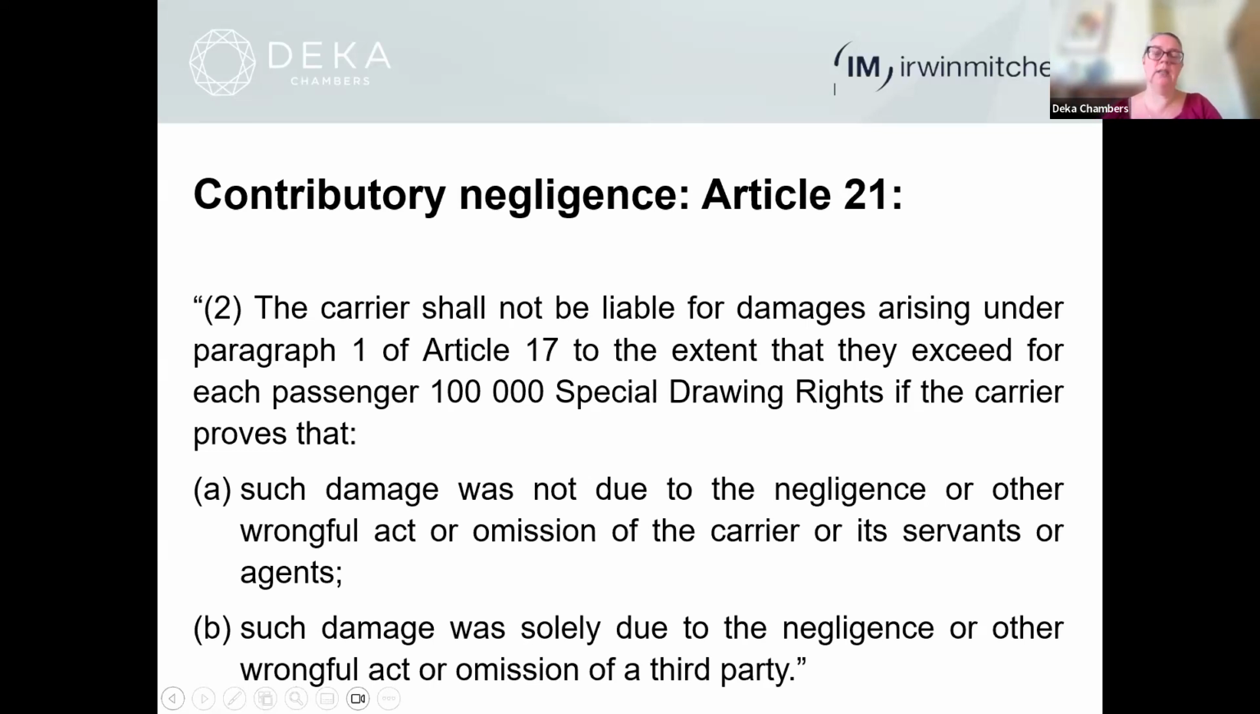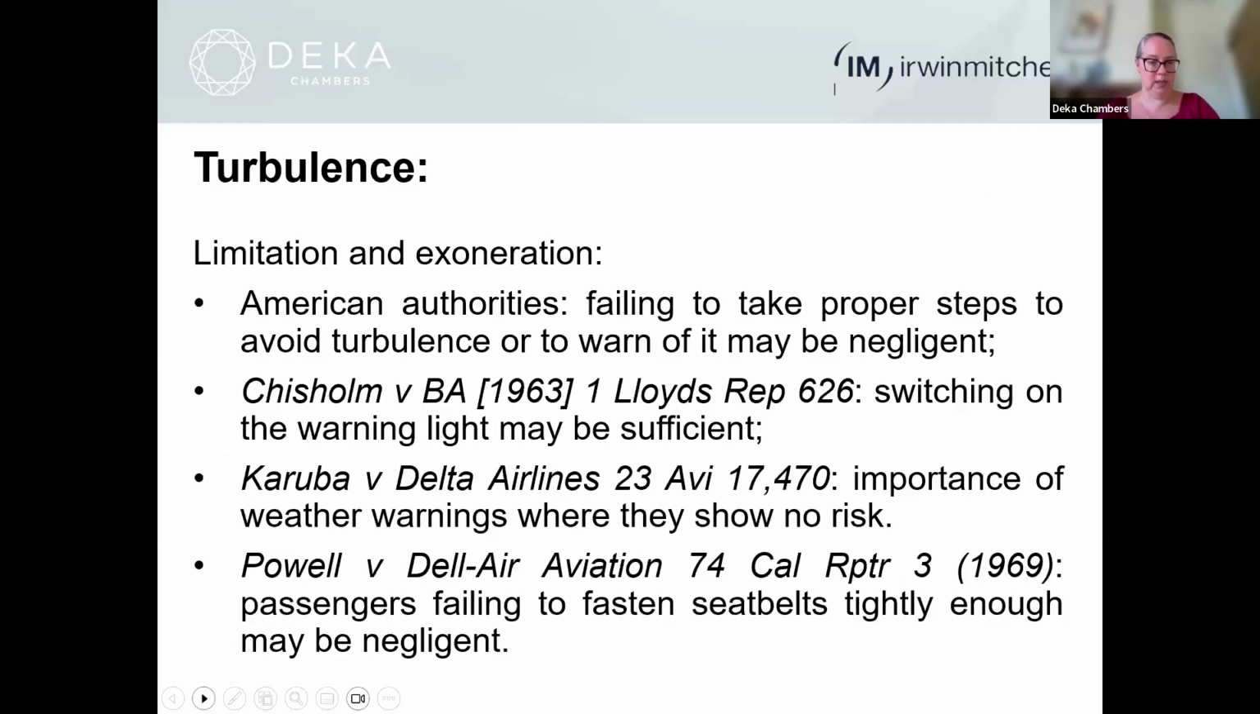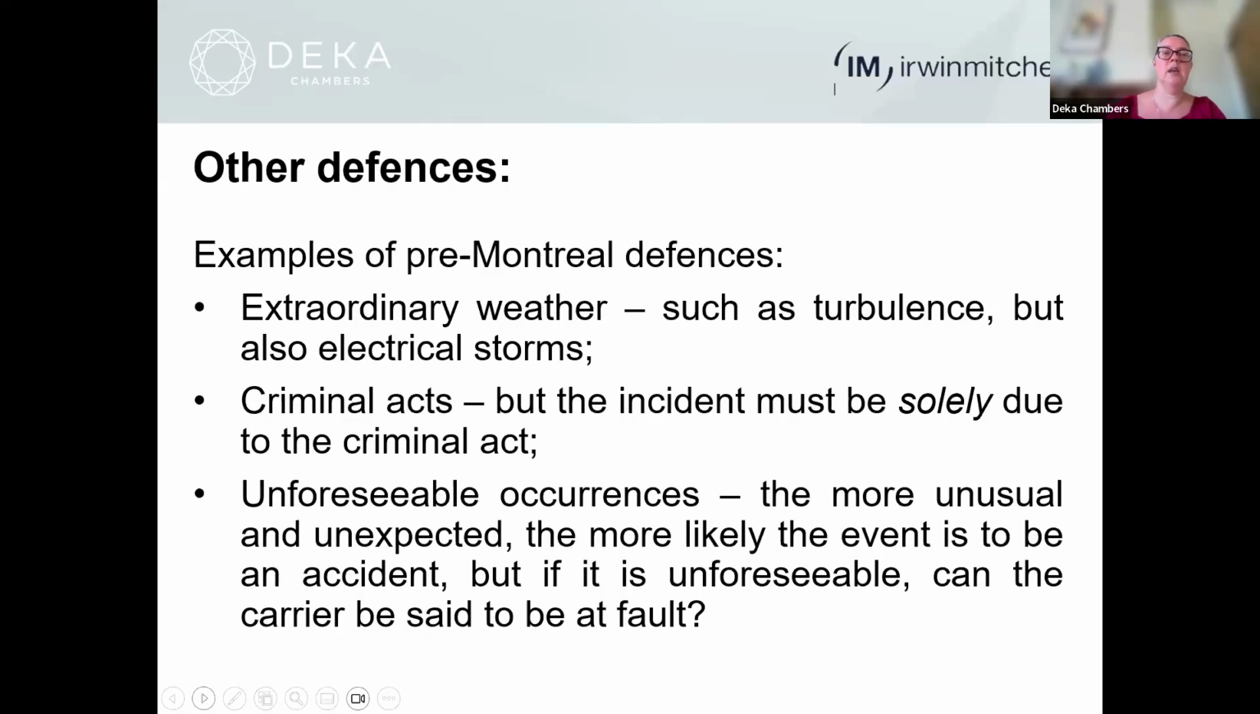So as a carrier, you need to show you haven't been negligent, and not only that, your servants and agents haven't been negligent. And what is a servant or agent is an autonomous question under the convention, which has been answered in a Scottish case called Mather, which again is outside the scope of this. But other defences which have succeeded pre-Montreal, so Warsaw Convention defences: extraordinary weather, which is unexpected, such as turbulence and electrical storms, might give you a defence. It's not going to give you a complete defence because it's going to be an accident, but it does give you a defence under Article 21.2.